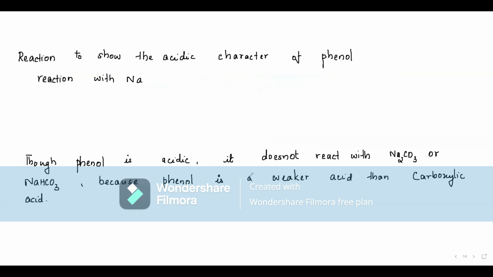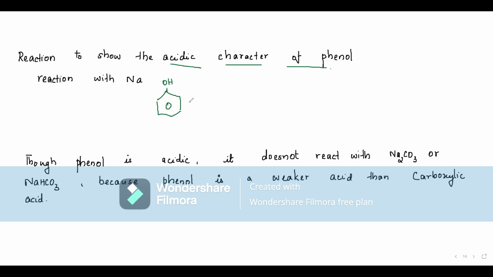Then we have reaction with sodium. This particular reaction proves the acidic character of phenol. And the same episode now, when we learnt the reaction of phenol with acetyl chloride, okay, we understood that even that reaction proves us that phenol is acidic. Now, let me treat phenol.